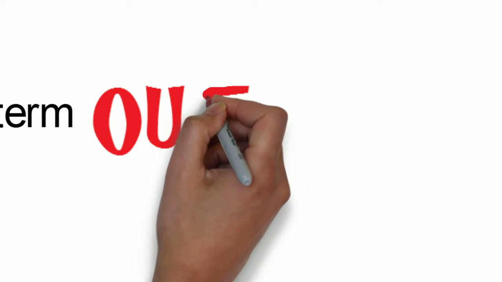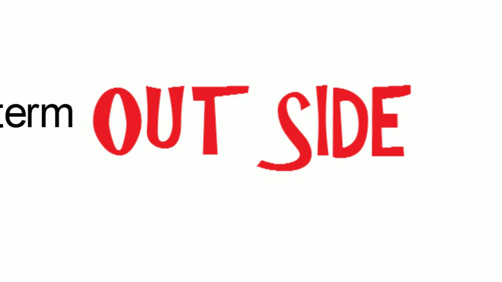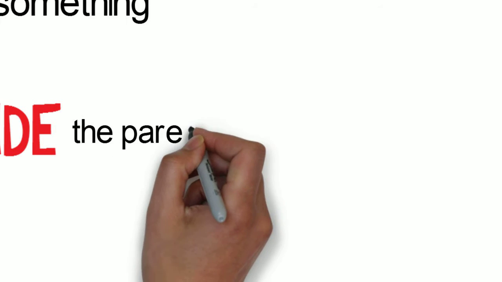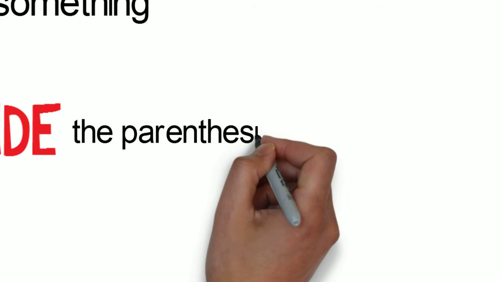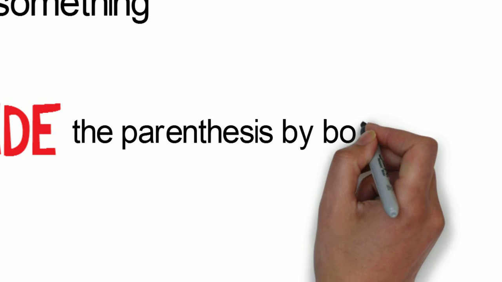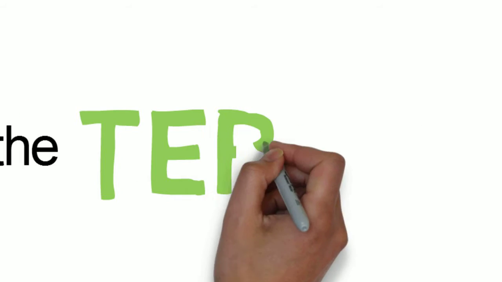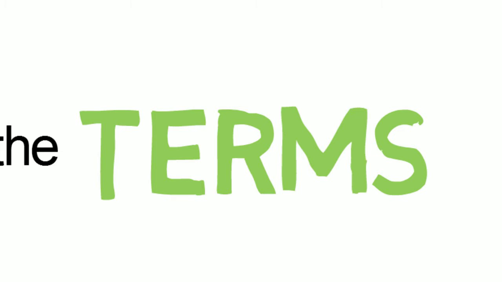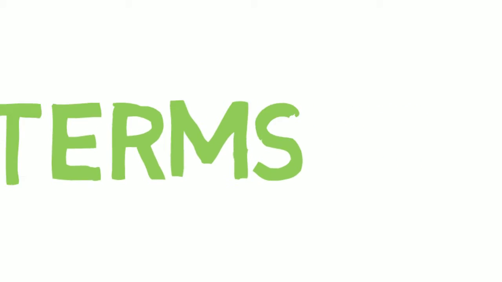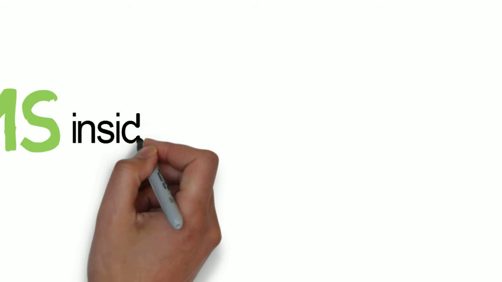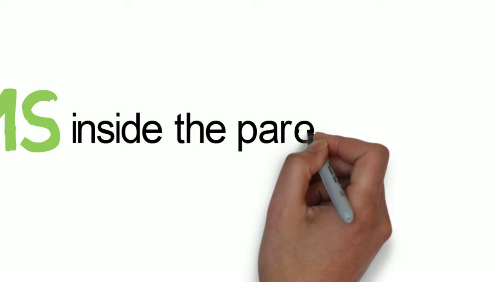You multiply the term outside the parenthesis. Outside, that's one of the words. Go ahead and fill it out on your notes, guys. You multiply the term outside the parenthesis by both the terms inside of the parenthesis.